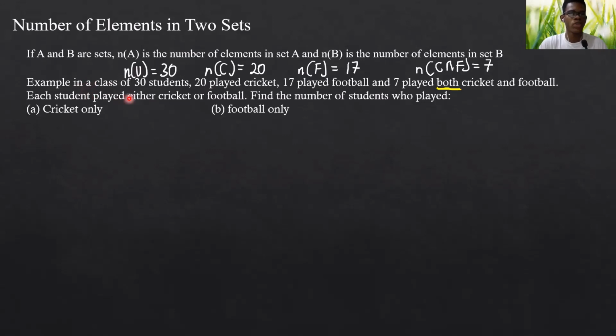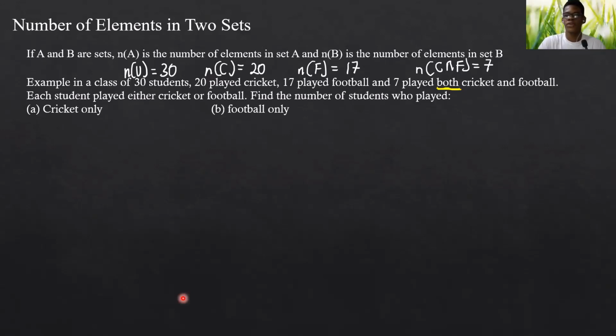So we identified all of this. This is your toolkit here. Now, each student played either cricket or football. Anybody want to figure out what that tells us? Anybody want to take a shot at what that tells us? It's not a number, but yeah, Denisha. Intersection. Well, no. Or means union. Or is union.